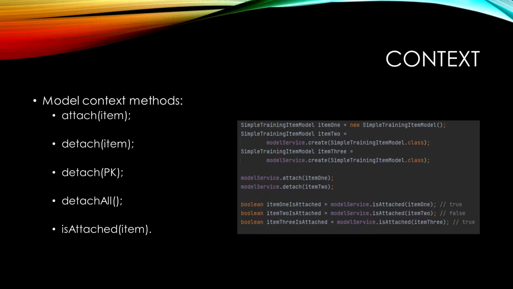For model context, there are 5 methods. Attach or detach the single item. Detach the item by the PK. Detach all items. And check if the item is attached.